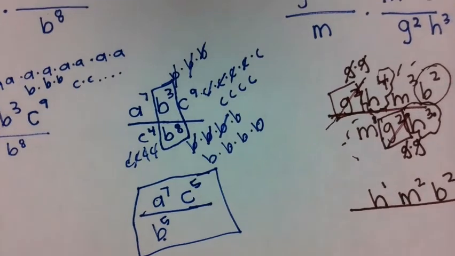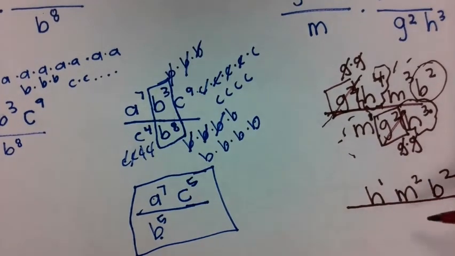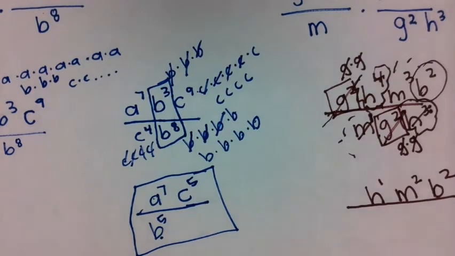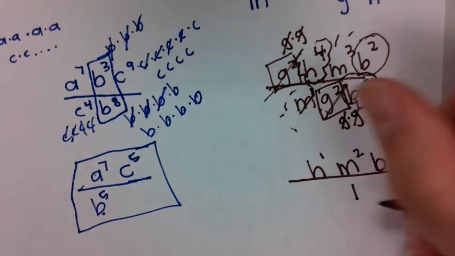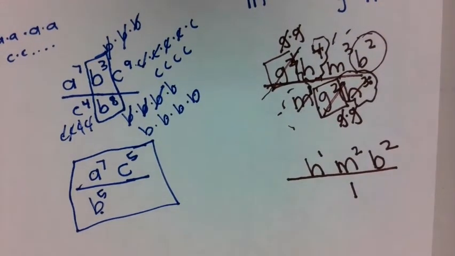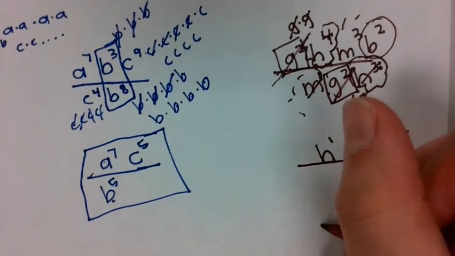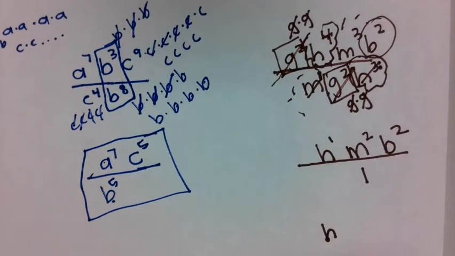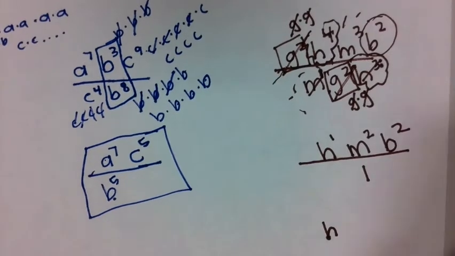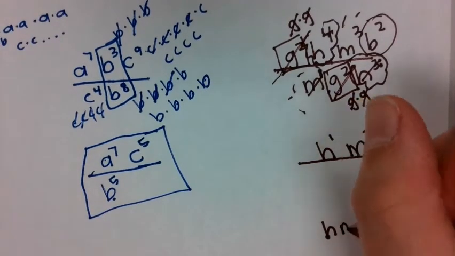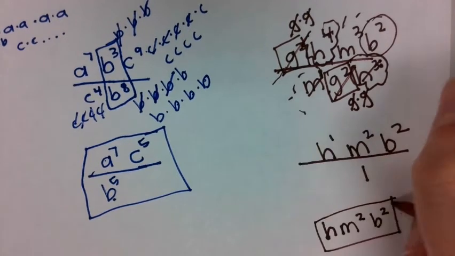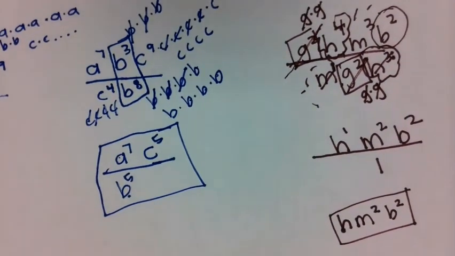Now, you'll notice that I don't have anything left in the denominator. All the h's canceled out, all the m's canceled out. Technically, there's an imaginary 1 in the denominator, but we don't write that out. When we simplify, I write h. You don't need to include the exponent of 1. That's simplified: h, m to the 2nd and b to the 2nd. And that would be my final simplified answer.